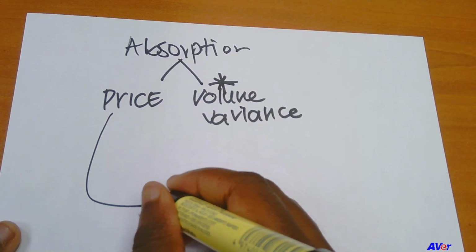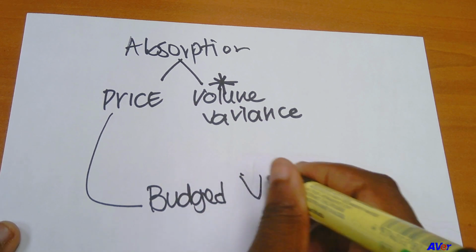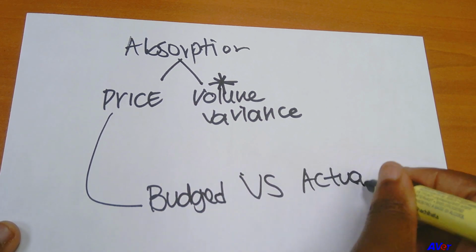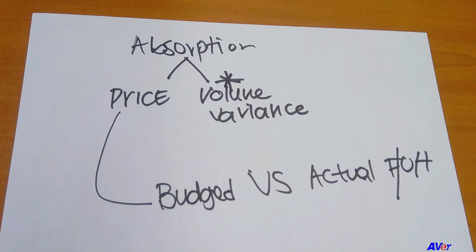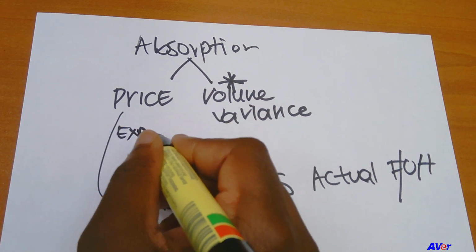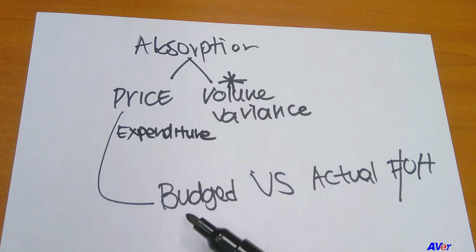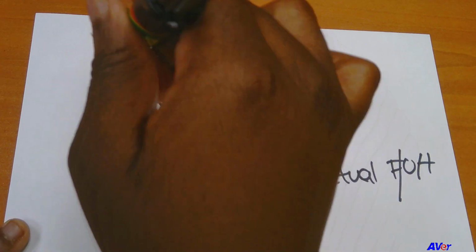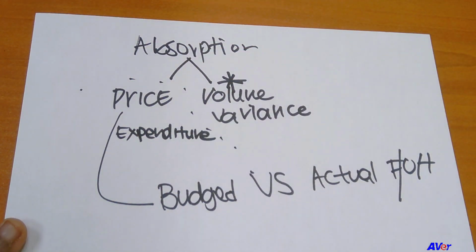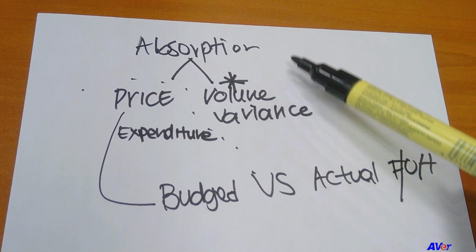Under absorption costing, your price variance is the same as under variable costing. So the price variance, also known as the expenditure variance, will still be the difference between what you budgeted and what you actually spent for fixed costs. Now this is the same as what we had under the variable costing method. So the only difference when you do the absorption costing method is the volume variance.